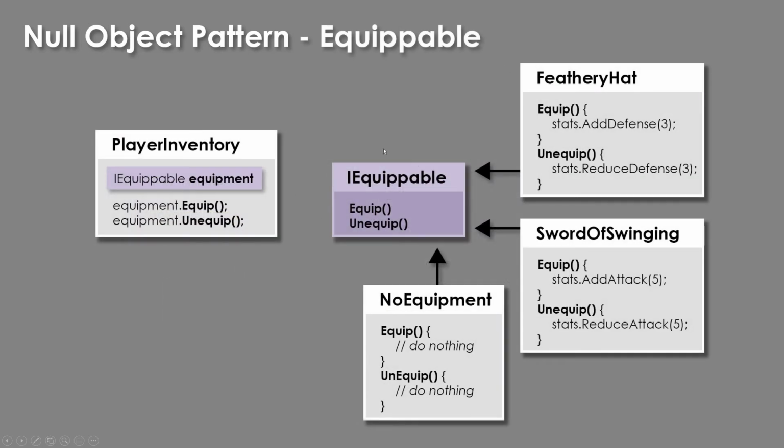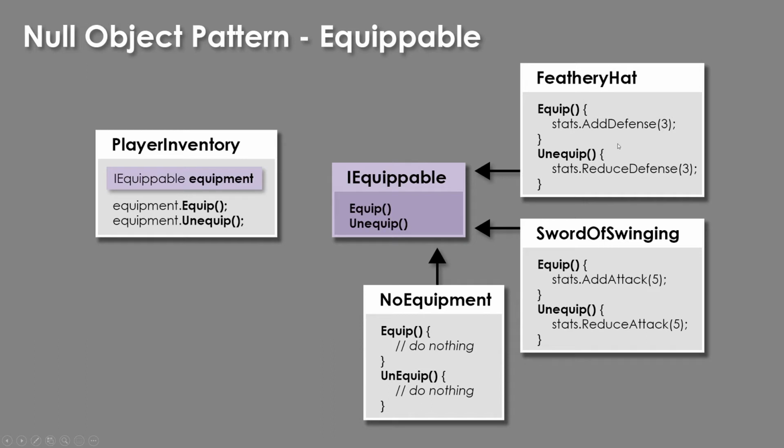Now, the example that we're going to look at, I'm just going to show you a really simple type of equipable system. In this case, we're going to have IEquipable, and all things that can be equipped need to include the two methods Equip and Unequip. So no matter what type of item it is, if it is equipable, it needs those two methods. The first one is a feathery hat. On equip, we can add defense to our stats, and on unequip, we're going to reduce our defense from our stats. So basically, to undo whatever we did.